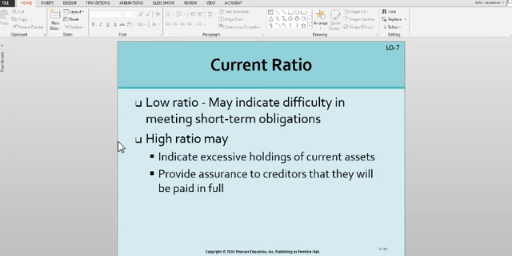So a low ratio, if it was at 1-to-1, may indicate, boy, for every dollar of current liabilities, there's only $1 of current assets. And a high ratio may, of course, mean that the company has excess current assets, and creditors should have a high degree of confidence that they'll be paid from the organization.